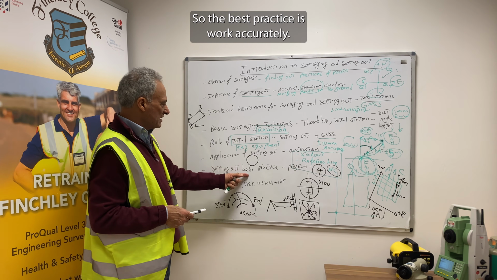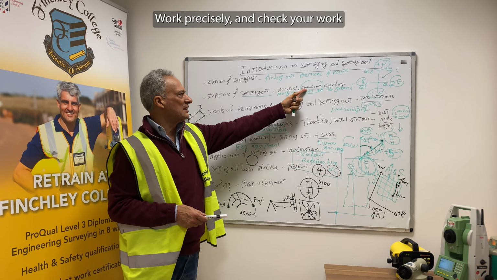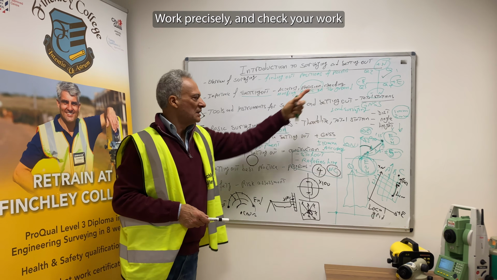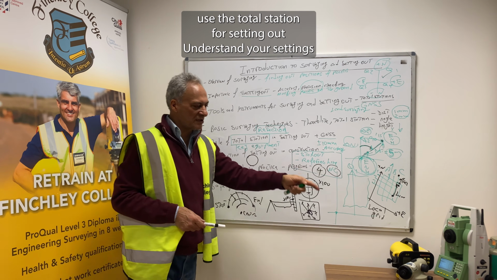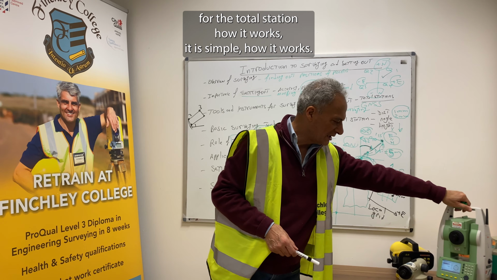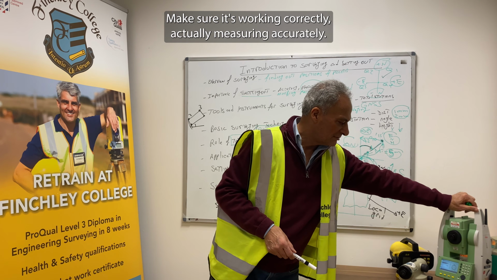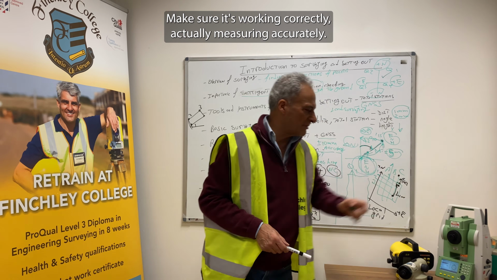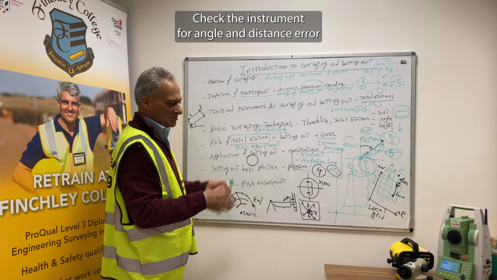So the best practice is work accurately, work precisely, and check your work. Use the total station for setting out. Understand your total station, how it works. It's simple, how it works. You level it, turn it on, and it works. Make sure it's working correctly. Make sure it's measuring accurately. Check the instrument for angle and distance errors, and you're off.